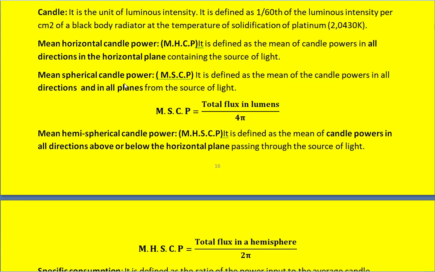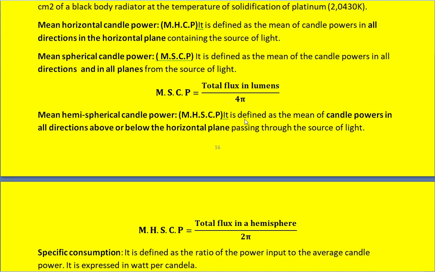Next, mean spherical candle power. This is represented by MSCP. It is nothing but the mean of candle powers in all directions and in all planes from the source of light. That is, MSCP is equal to total flux in lumens divided by the solid angle of the sphere, that is 4 pi.